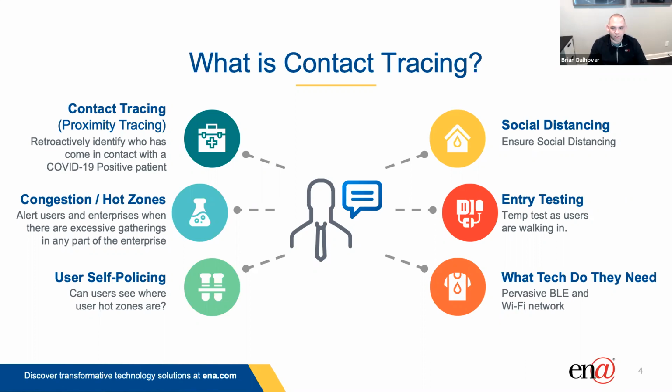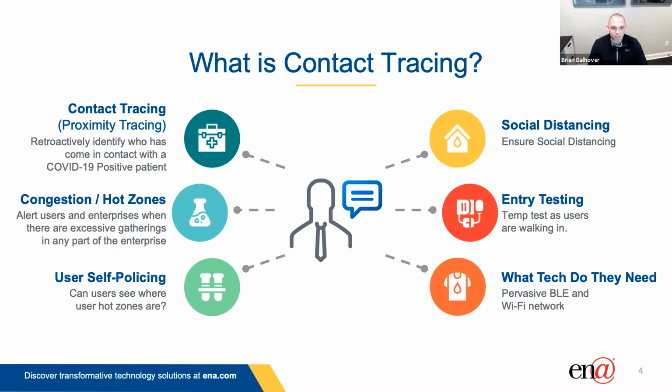But one of the most important questions we ask when we're trying to do all of these things is, what technology do I actually have to have? The short answer is you really have to have a pervasive Bluetooth Low Energy network on top of a Wi-Fi network to do this well. And we'll talk about that more later. But these are some of the things that I think you can use contact tracing for, and a few things that are required for it.